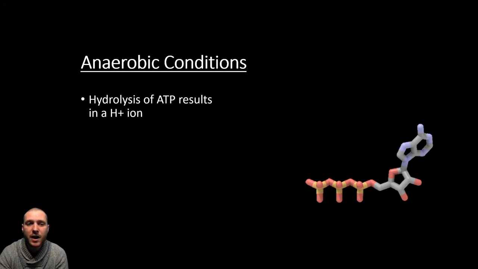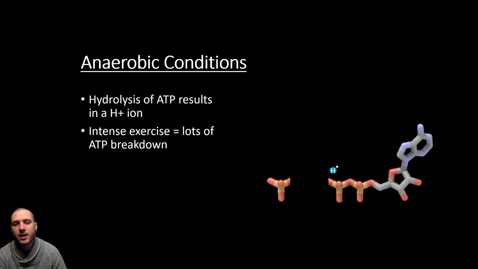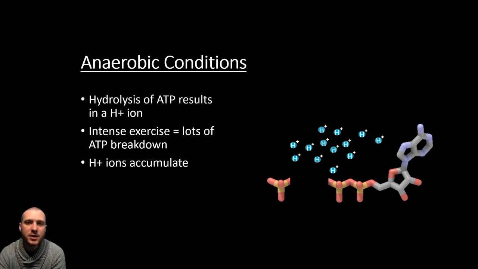So without the oxygen, we have anaerobic conditions, and as we said, with the hydrolysis of this ATP molecule, one of the products of this reaction is we're going to have this extra hydrogen proton that exists as a result. And again, with intense exercise, we're breaking down a lot of ATP, and that means we're going to have a whole lot of hydrogen ions floating around inside of the cell. So as these hydrogen ions accumulate, if you remember when we talked about acids and bases, all an acid is, is an accumulation of hydrogen ions.